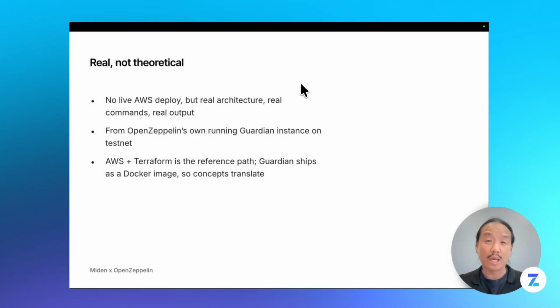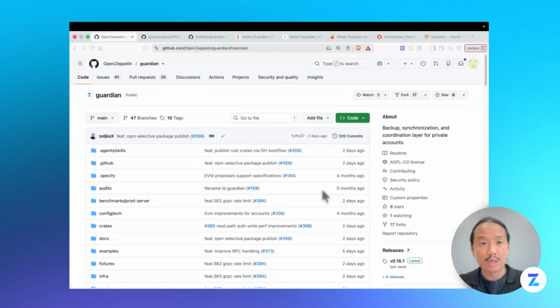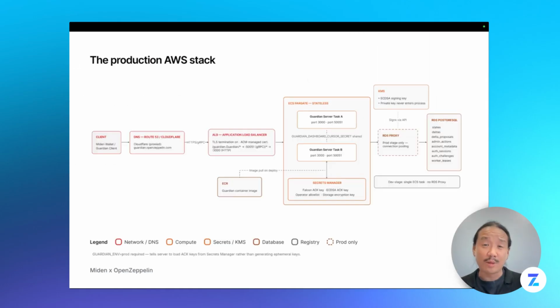For this video, we're not doing a live AWS deploy, but everything I show you here is real architecture, the real commands, and real output from OpenZeppelin's own running Guardian instance. We'll be referencing the Guardian repo, as you can see here, and you can find the link again in the YouTube description details or the docs. Guardian ships a reference AWS deployment, and that's what we'll walk through today. Guardian is distributed as a Docker image, so you can run it on other infrastructure. But the AWS and Terraform path is a reference implementation, and the concepts translate even if the tooling doesn't.